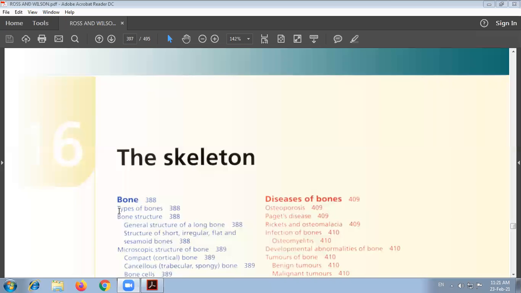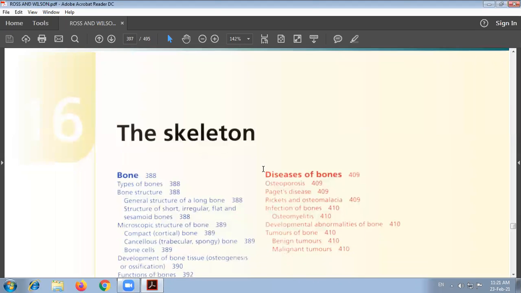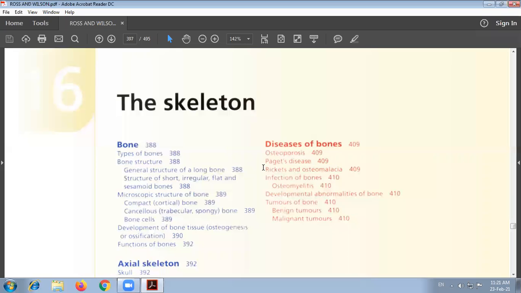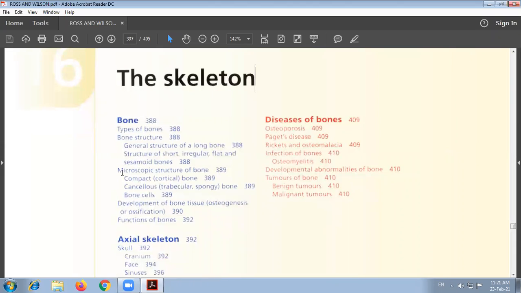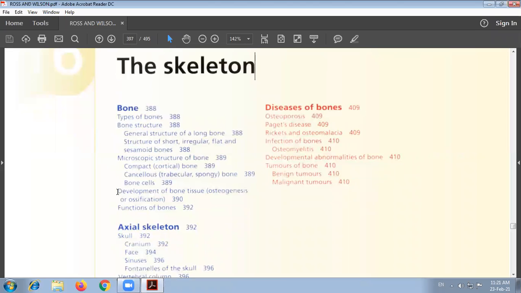Today's topic is the skeleton. In this, we will discuss and learn about the types of bones, the basic structure of bone, then structure of short, irregular, and sesamoid bones, then microscopic structure of bone, then development of bone tissue, how our bones get developed and they get ossified, then functions of our bone.